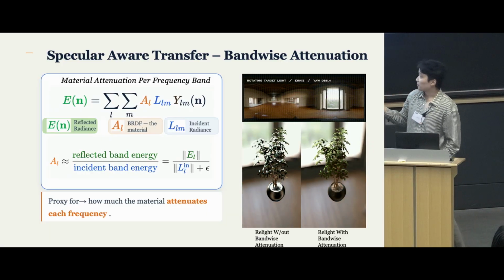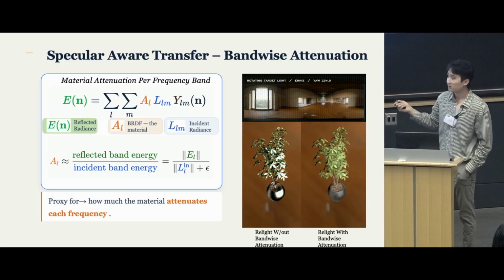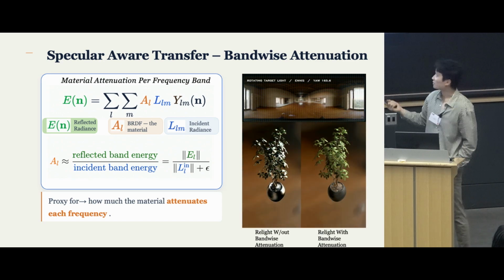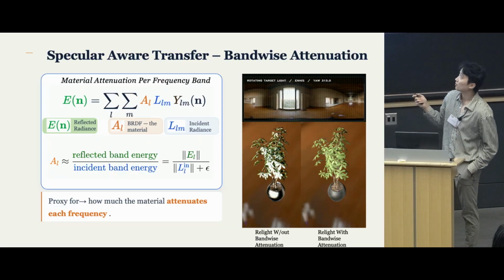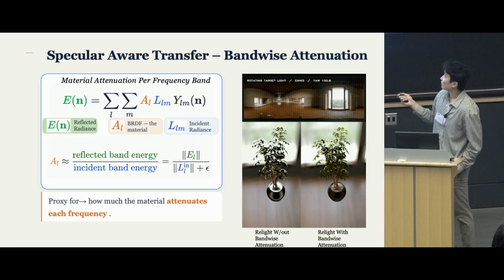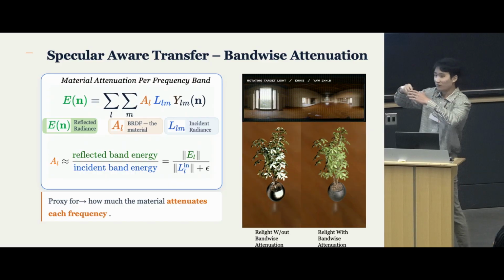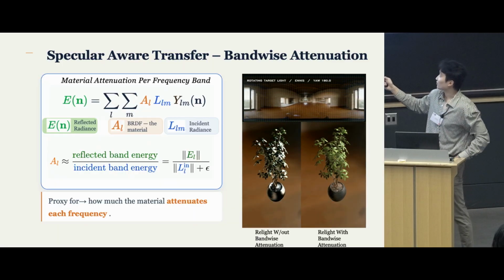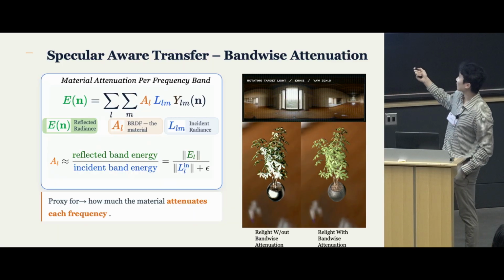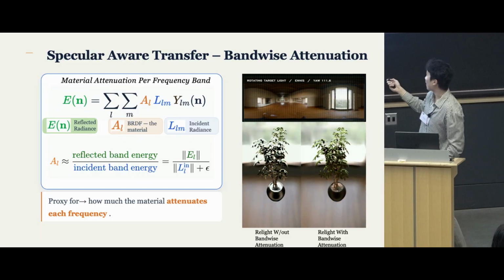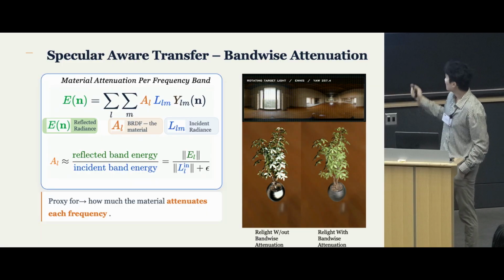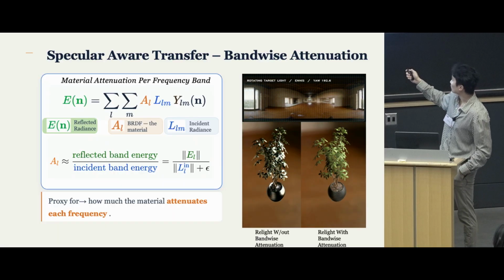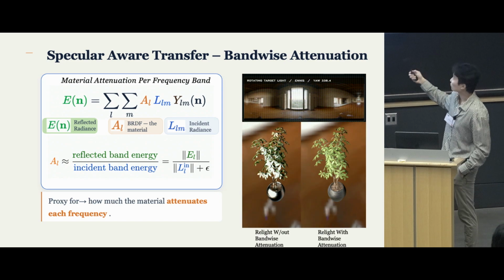So this proxy basically tells us how much the material attenuates each frequency that the target environment is offering. If we do not do this attenuation, the full relight will look like a mirror. It will just preserve all of the high frequency energy in the target environment, which is obviously wrong because, for example, the matte part of the leaves needs to stay matte, while the glossy part of the pot should preserve the specular highlights. Here is a comparison: when we do this bandwise attenuation, everything stays where it should be.